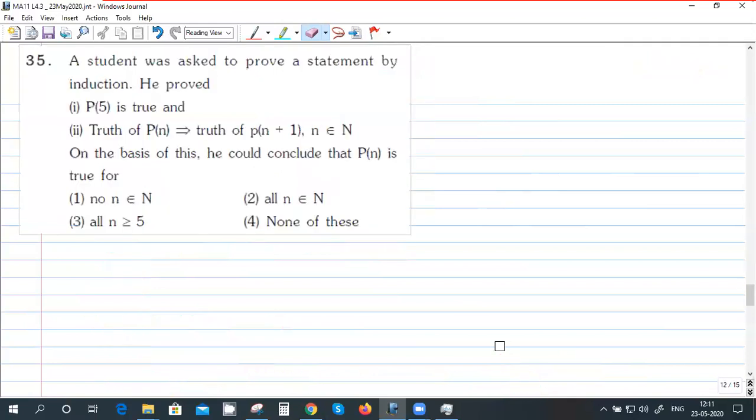This is the definition of mathematical induction, right? Principle of mathematical induction. What is the answer? Sir, third option. Which one? Yeah, third. This is basically the principle of mathematical induction statement.